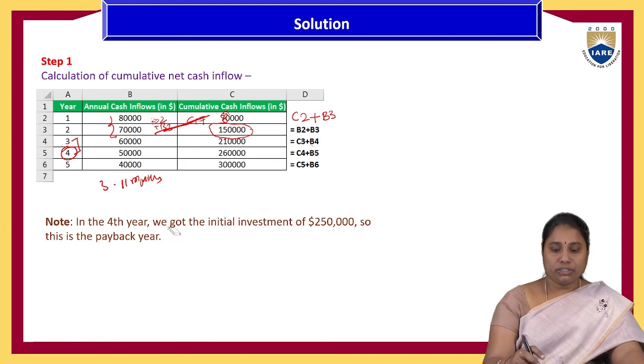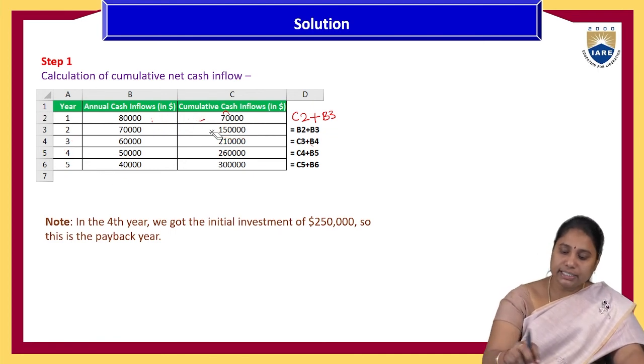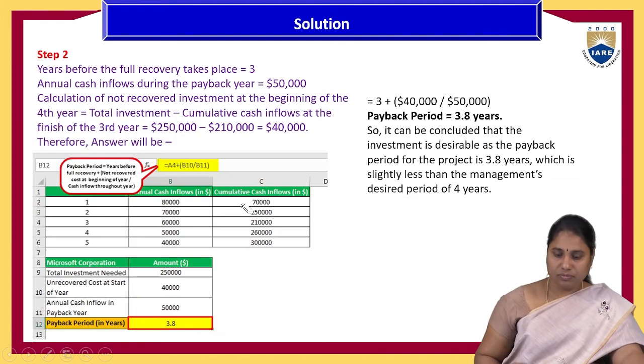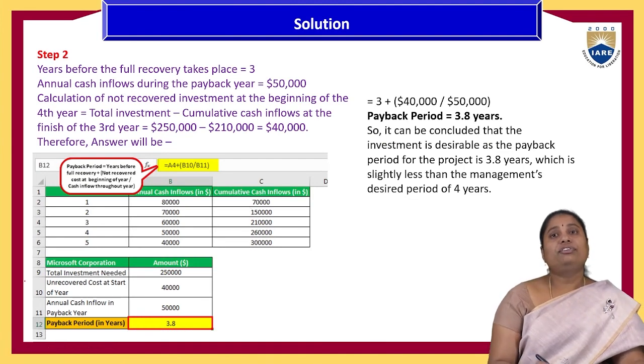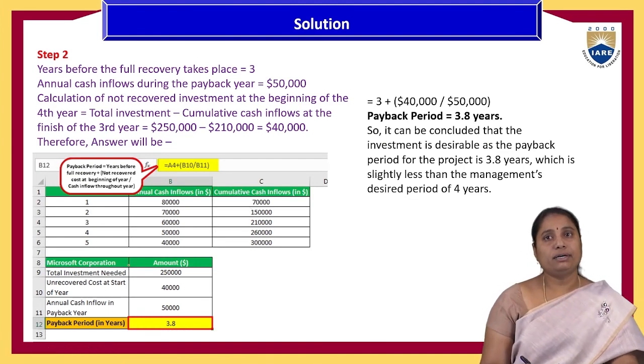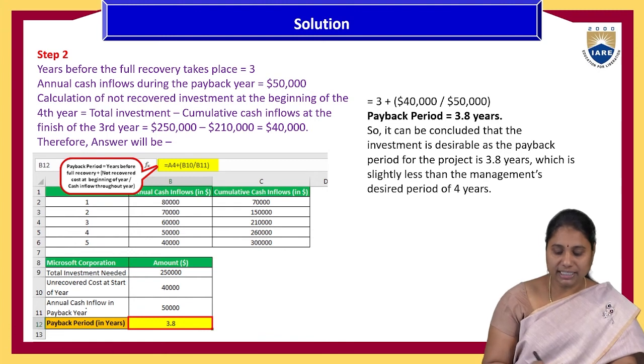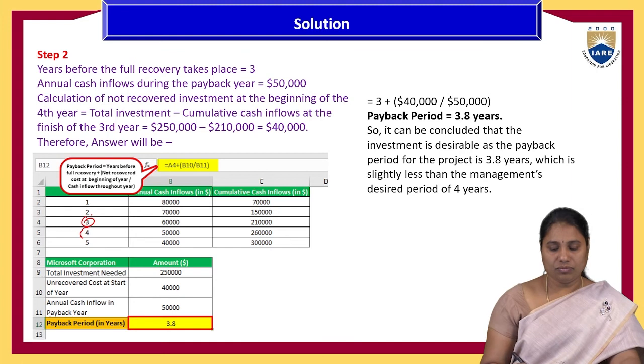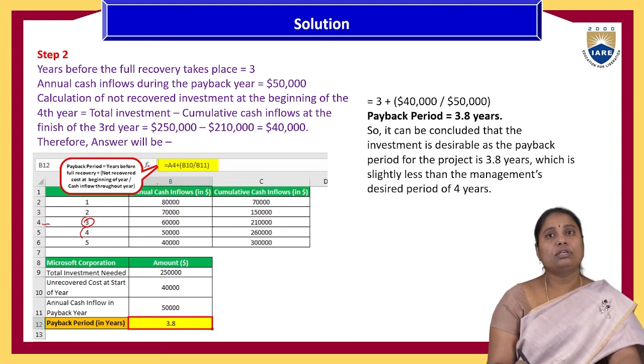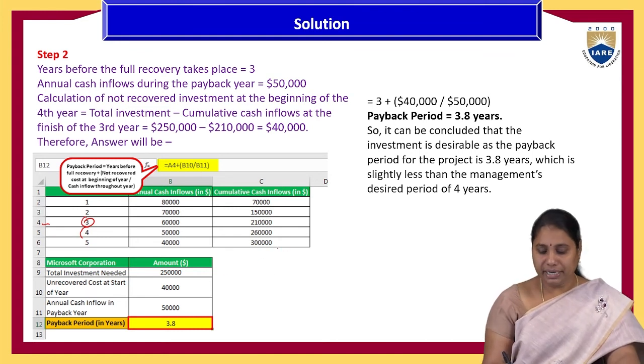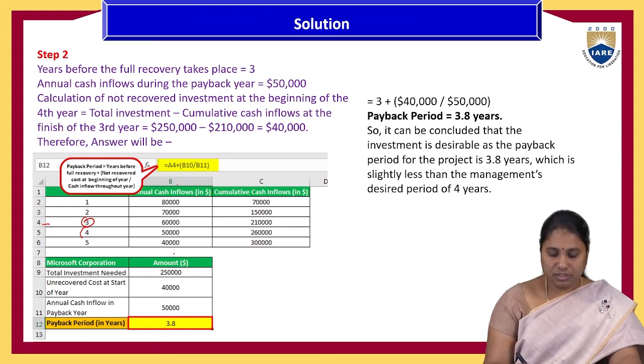11 months, etc. So for that one also, again, how to calculate that one, we will see. Now we have to calculate. First, what we need to take is the completed years, which here is 3. So 3 means A4. In the formula bar, it is A4 plus B10 divided by B10, the unrecovered cost.